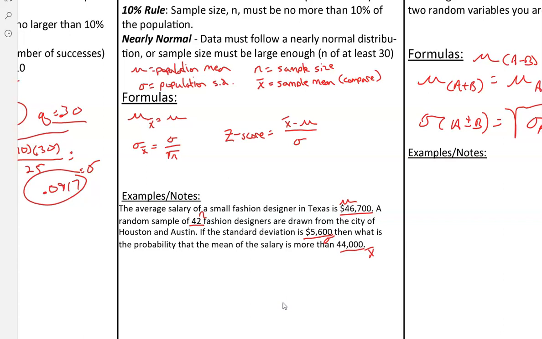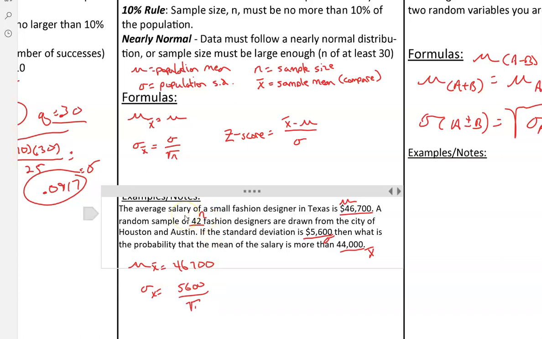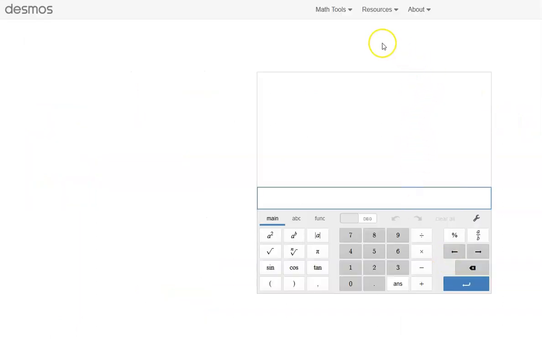So the mean that we're going to use in Stapplet is just equal to 46,700 because it's equal to just the normal mean. The standard deviation we're going to use is going to be the standard deviation 5,600 divided by the square root of n, which is 42. Whoops. The square root of 42.